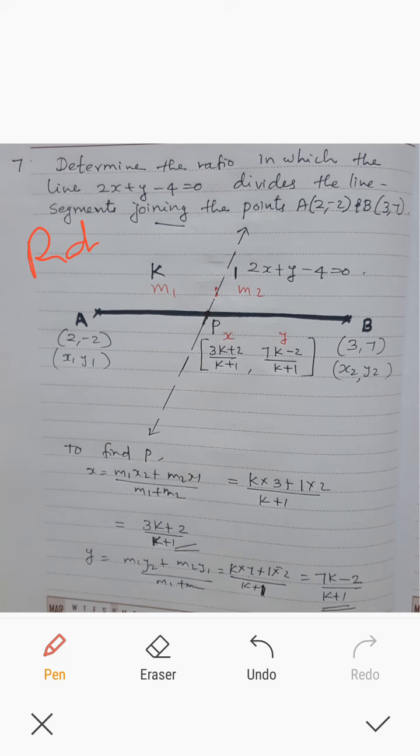If we are asked to find the ratio of division, which are the three things to be given to us? Coordinates of the first end point, coordinates of the second end point, and coordinates of the point of division. The first end point is given as A(2, -2) and the second end point is given as B(3, 7). But what about the coordinates of the point of division?